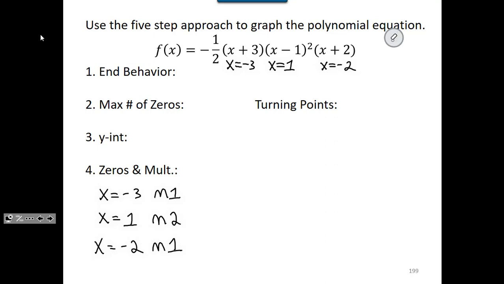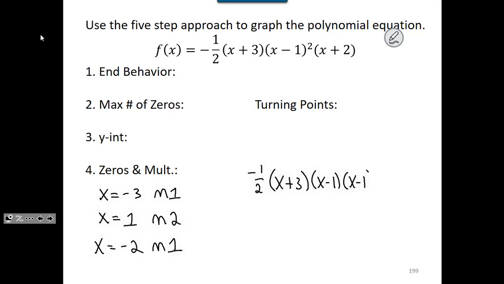So let me rewrite that down here with it not written in the shorthand with the exponents. So if I wrote this down here, this would be negative 1/2 times x plus 3, and then x minus 1 squared would be x minus 1 times x minus 1, and then times x plus 2. So what I don't have is that multiplied out. And since I don't have that multiplied out, I cannot find my end behavior just quickly and easily. I've got to do a little bit of work.